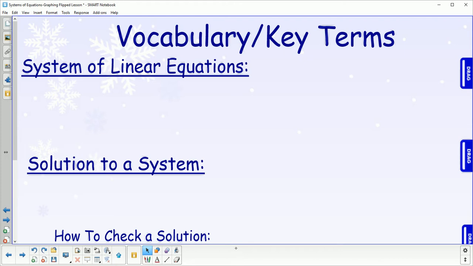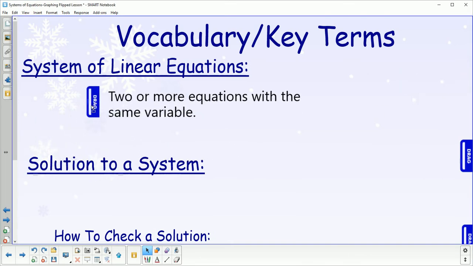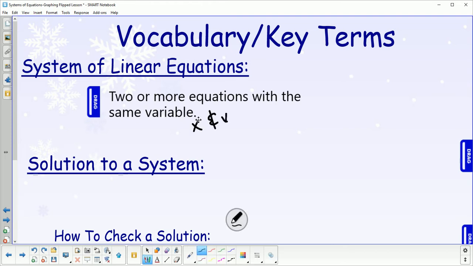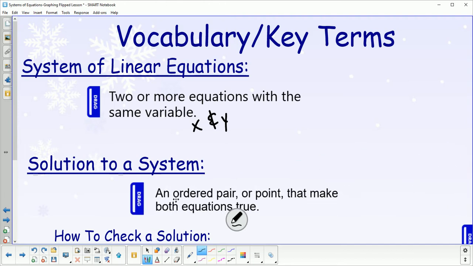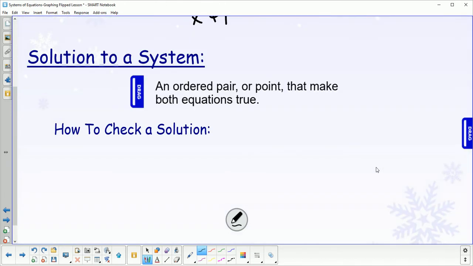So the next thing then is we have some definitions. A definition of a system of linear equations is 2 or more equations with the same variable, and so that's important. They're going to have the same variable. For our sake, we're going to use x and y. A solution to a system of equations is an ordered pair or point that makes both equations true. So that's the important piece here. It makes both equations true.